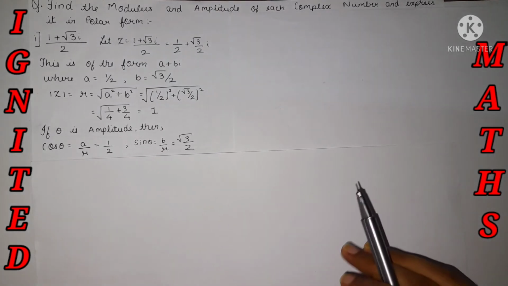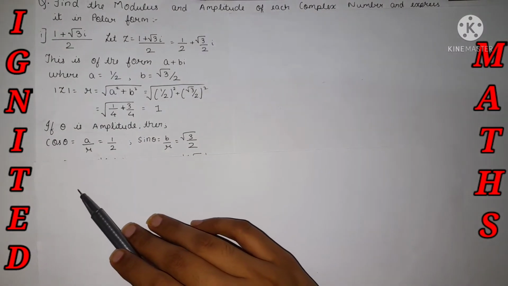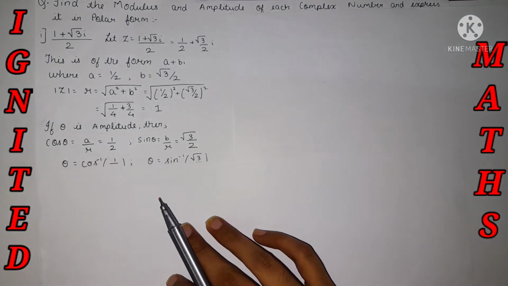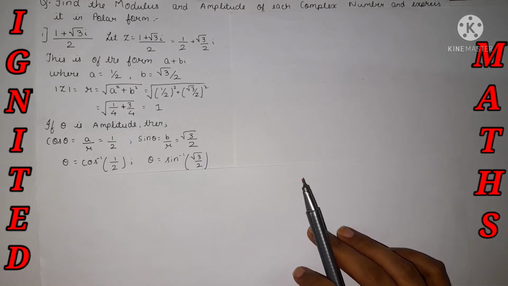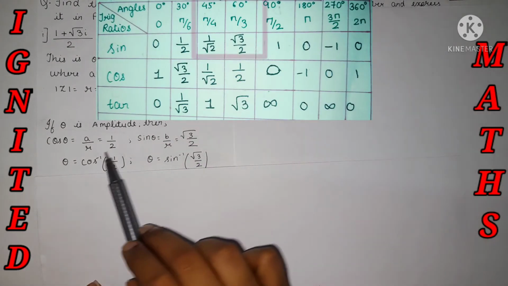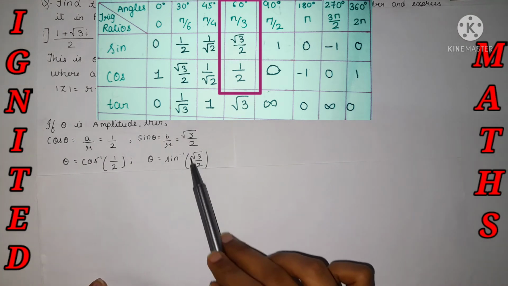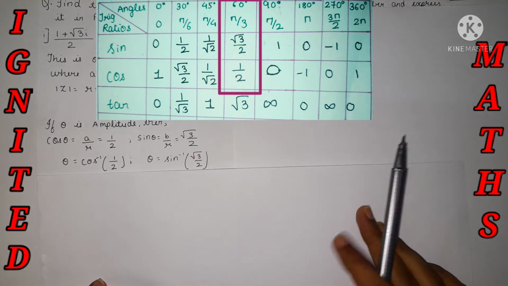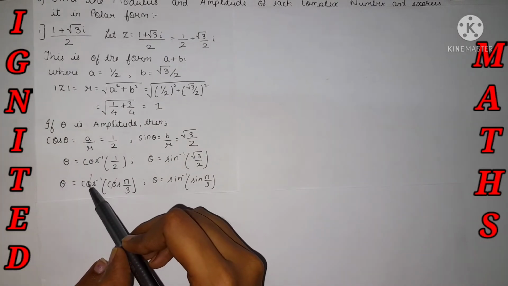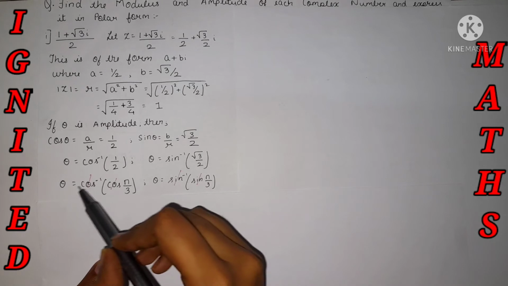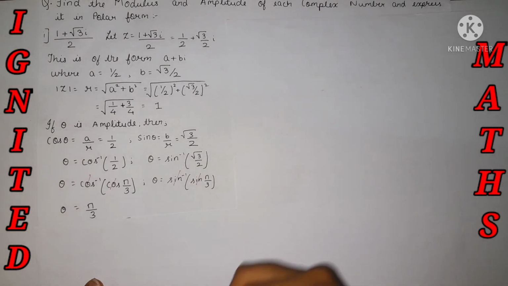But we need to find the value of theta. We have denoted that theta is the amplitude, so we need to find the value of theta. So theta is equal to cos inverse of 1 by 2, and theta is equal to sin inverse of root 3 by 2. Now 1 by 2 is nothing but cos of pi by 3, and root 3 by 2 is nothing but sin of pi by 3. Just put it over here, so that we will get the answer of theta. Inverse sine and sine cancel, and we will get theta is equal to pi by 3. This is one way of finding it.